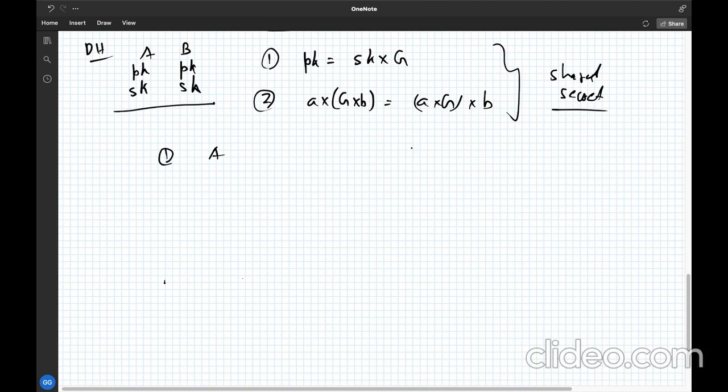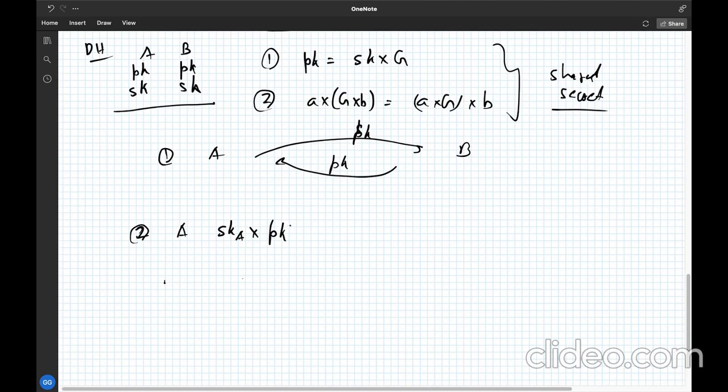First, both A and B will send the public key to each other. Now in the second step, we can define the shared secret key. On the A side, its value will be the secret key of A into the public key of B, and on the B side, the secret will be the secret key of B into the public key of A. And actually these two values are equal if you see it carefully. So let's say we substitute the value here. So we get secret key of A into secret key of B into G.